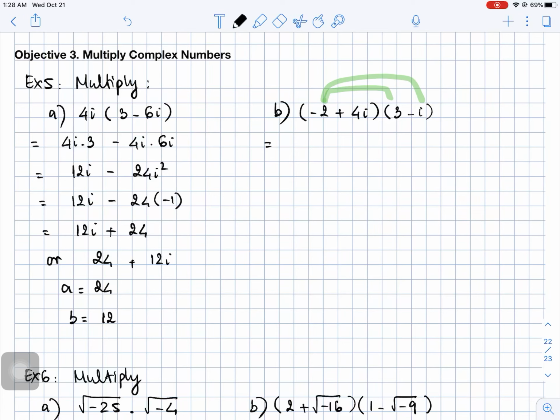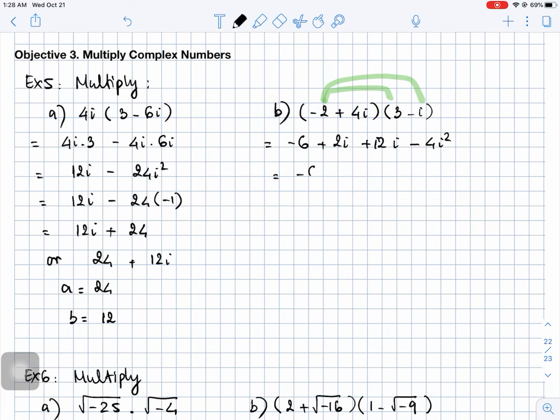So we multiply the two complex numbers, where 4i is one complex number and 3 minus 6i is a complex number. When we multiply the two complex numbers, we get a result that is a complex number.